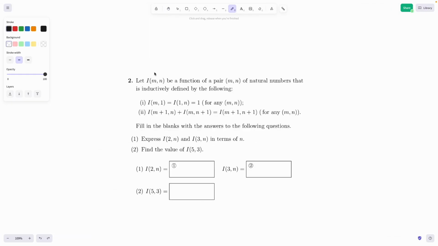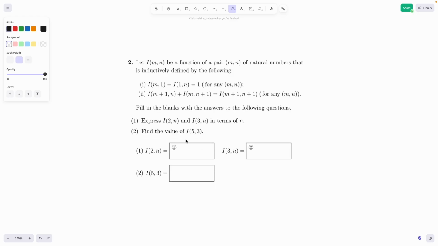It's a function I at mn, and m and n are both natural numbers. We have two inductive definitions, and what we're going to have to do is find the value at a certain index and also express 2n and 3n in terms of n.